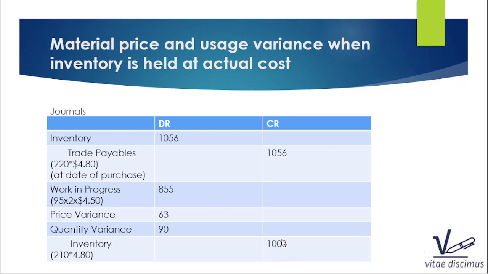So there is a variance between what was actually done compared to what should have been done. There are two variances there: because our purchase price was higher than our expected price, as well as in terms of quantity, we are using more quantities than we expected to use. So that is the quantity variance there. Then that's our journal.